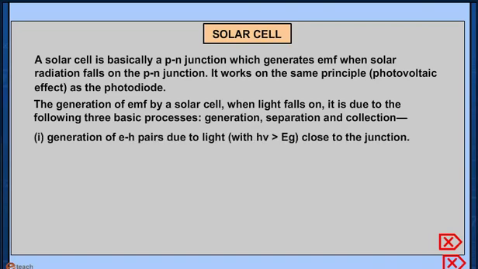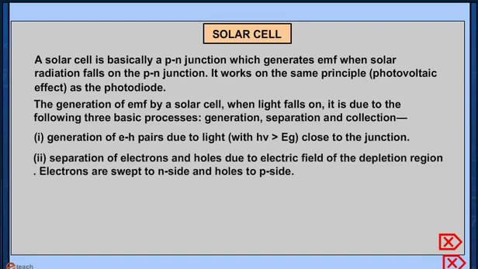Generation. Generation of electron-hole pairs due to the light with energy greater than the energy band gap, close to the junction. Separation. Separation of electrons and holes due to the electric field of the depletion region. Electrons are swept to the N side and holes are swept to the P side.